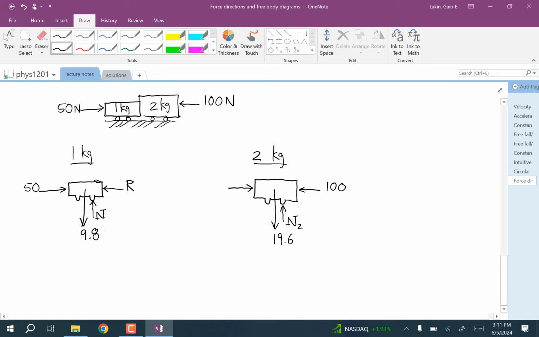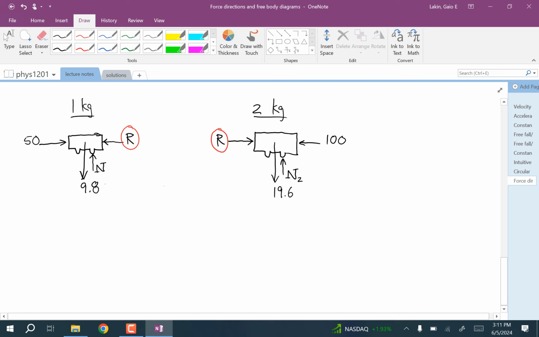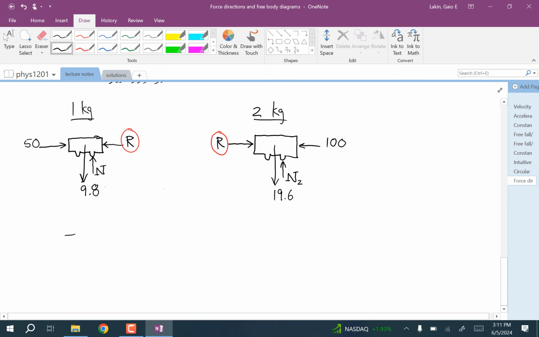And now I'll give that name a variable. And notice that these two I gave the same name. Okay, I didn't do that with those N's, those normal forces. But when you have two bodies pushing on each other, the pushing forces on each one by the other have the same magnitude. And that's something really important. So I'm going to make a note of that here.